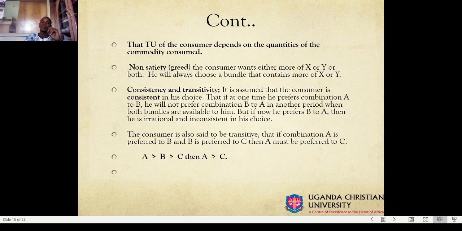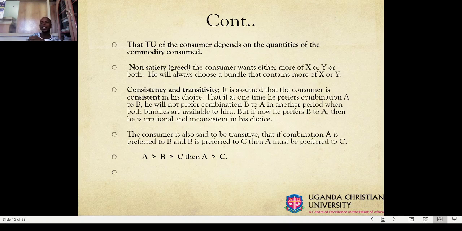And then the element of transitivity. If combination A is preferred to B and B is preferred to C, then automatically A must be preferred to C. That's transitivity. If I'm preferring A to B, and I prefer B to C, then automatically I prefer A to C. So you're preferring combination A to B, meaning A is greater than B to you, and B is greater than C. Then automatically A, the first one you preferred, has to be preferred to what you preferred last. That's the element of transitivity.